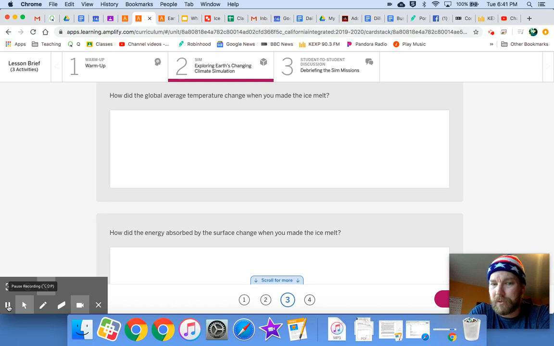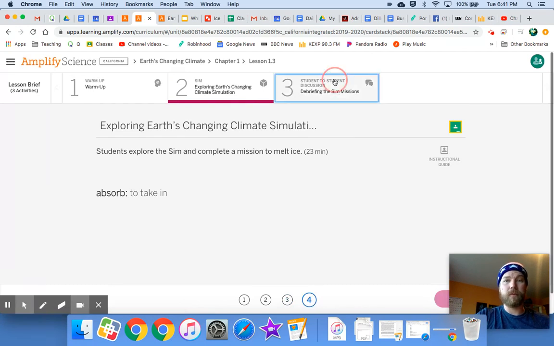What about the second question? How did the energy absorbed by the surface change when you made the ice melt? We should have noticed that the energy absorbed by the surface also increased. So we can make a connection there that the more energy that's absorbed by the surface of the Earth, the higher the global temperatures. Hey, test it out more in the sim. See if that holds true. But for now, let's go ahead and move on.